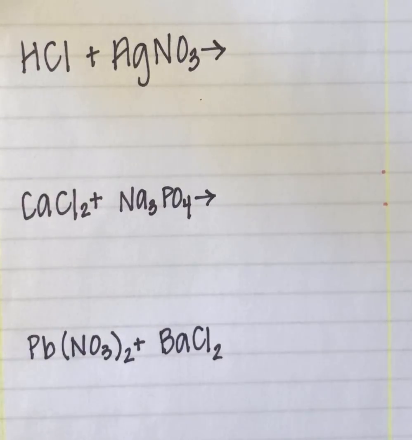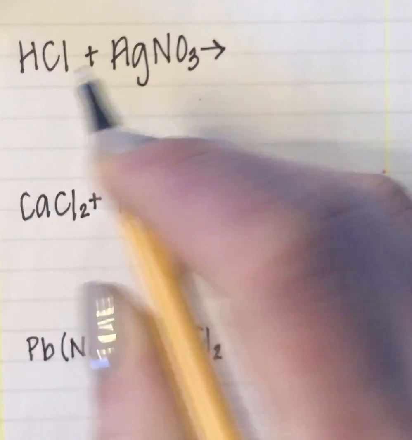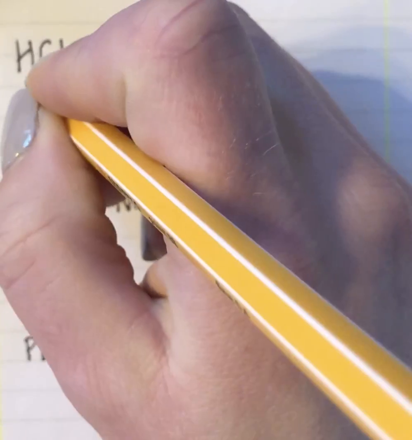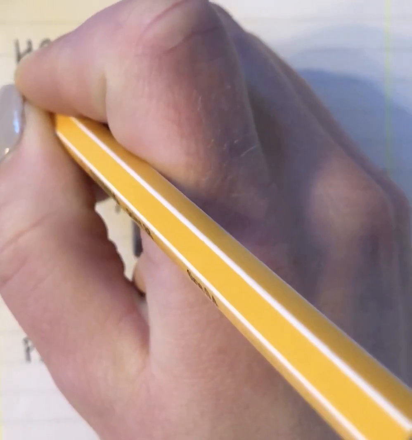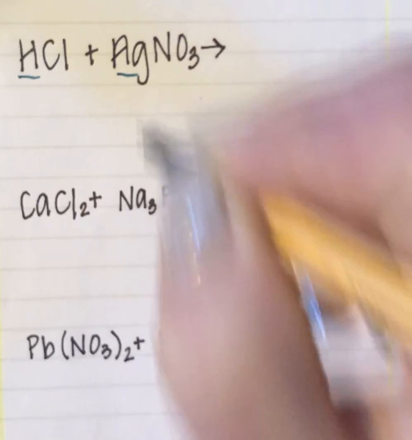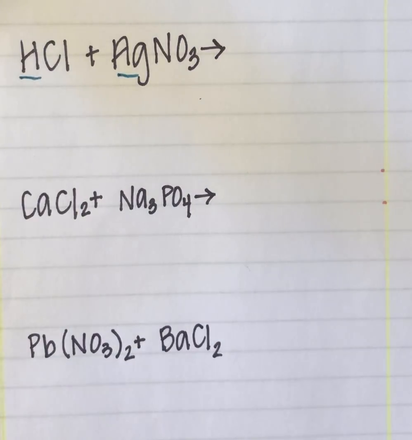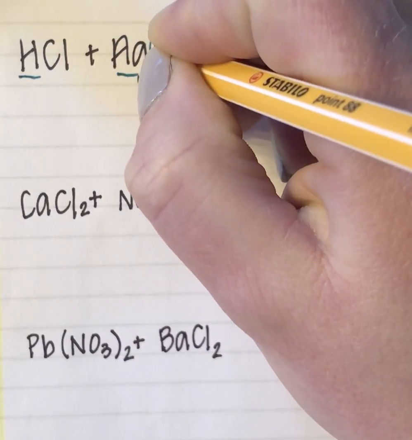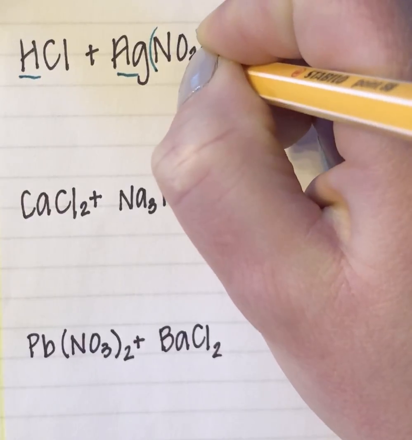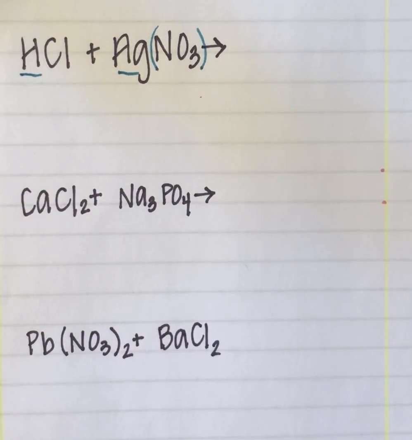All right, some more double replacement reaction examples for you. In this case, we have hydrochloric acid reacting with silver nitrate. We need to identify the cations in this case. And we also need to realize that we do have another polyatomic ion, nitrate. That means in the parentheses, everything will travel together. So let's swap those cations first.